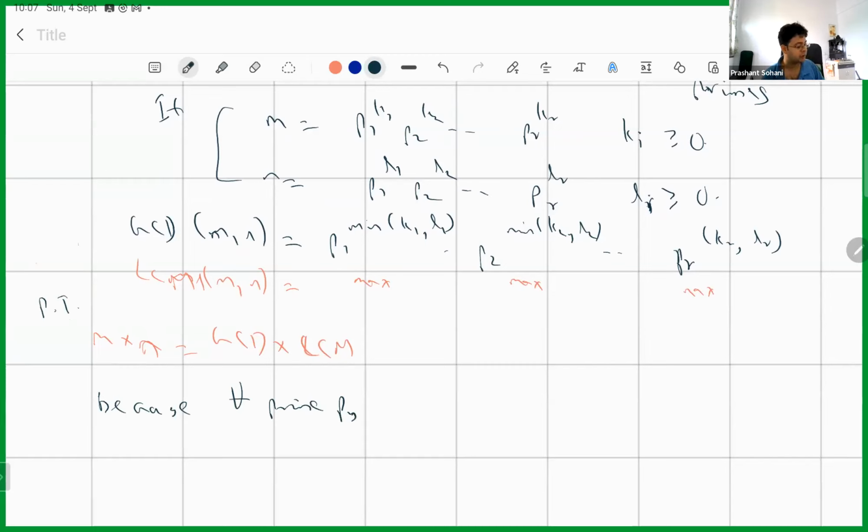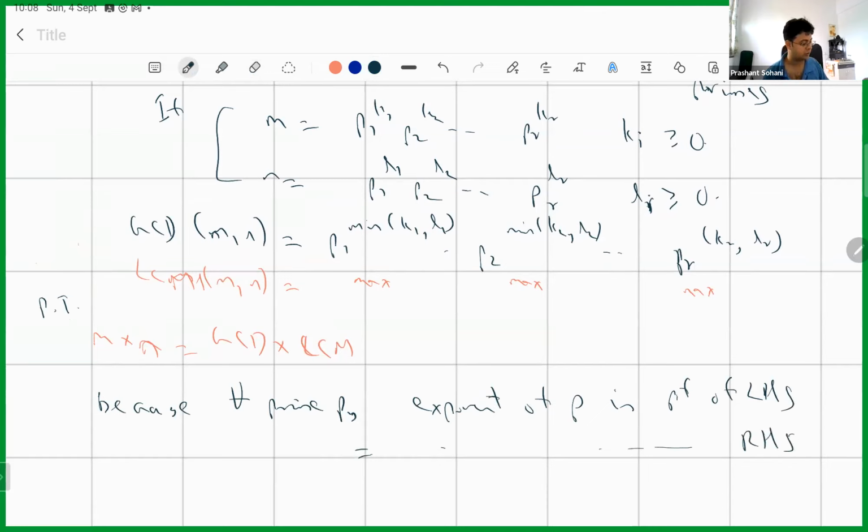what is the exponent of P in the prime factorization of LHS? It's a very big term. The exponent of P in the prime factorization of LHS is equal to the exponent of P in the prime factorization of RHS.